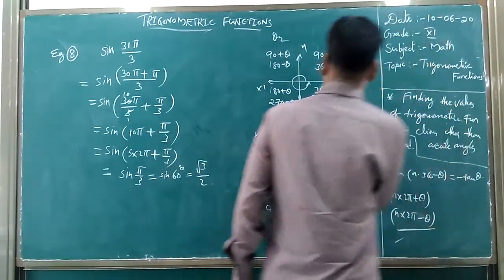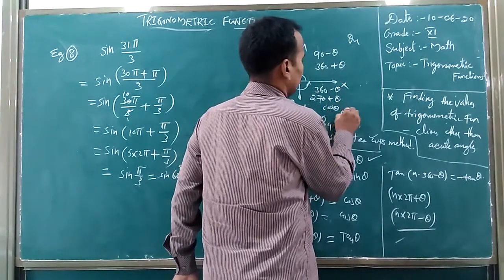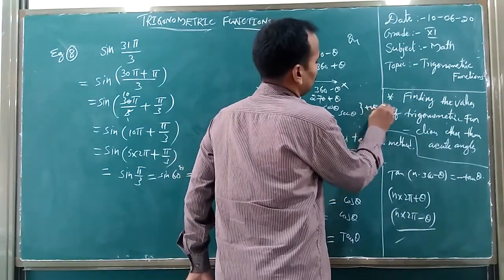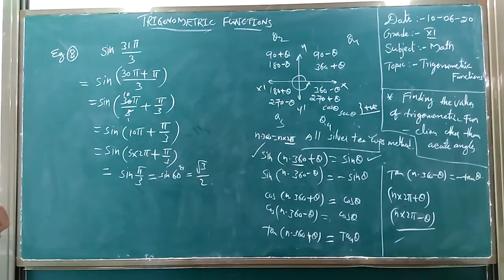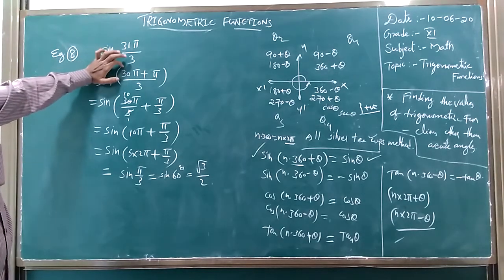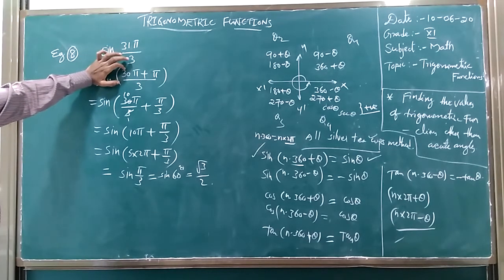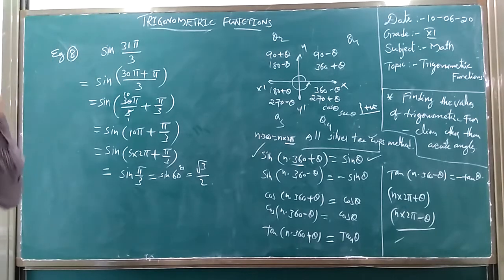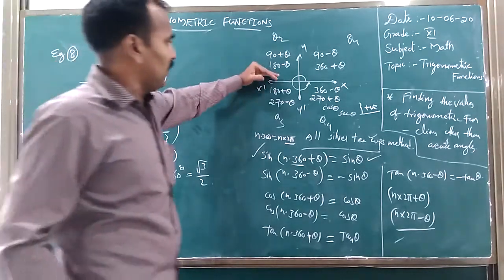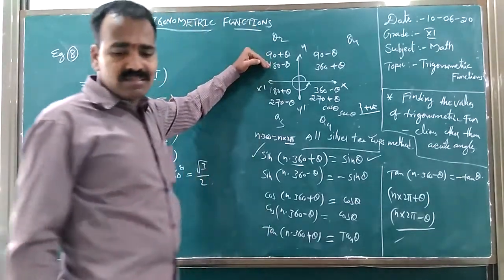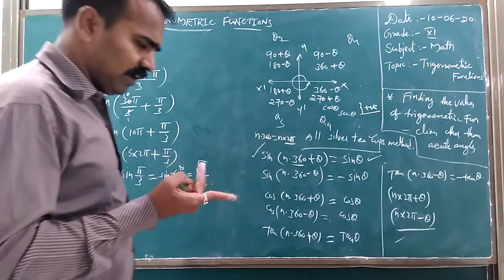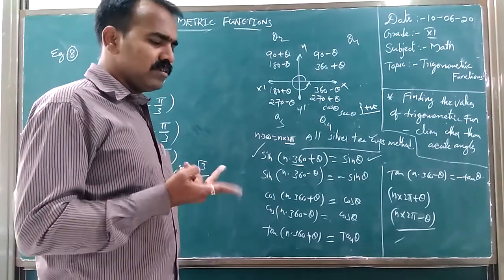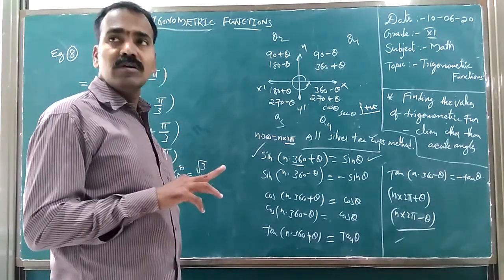I mean, except for cos theta and secant theta, the rest will take a negative sign. So, the first step, we will study, then after, we will write the nearest multiple of 2 pi. This is for a larger value. If it's a smaller value, we can write the nearest multiple of 180 or the nearest multiple of 90. It doesn't matter. Only if it is an odd multiple of 90, sine becomes cos, cos becomes sine, tan becomes cot, cot becomes tan, secant becomes cosecant, cosecant becomes secant.